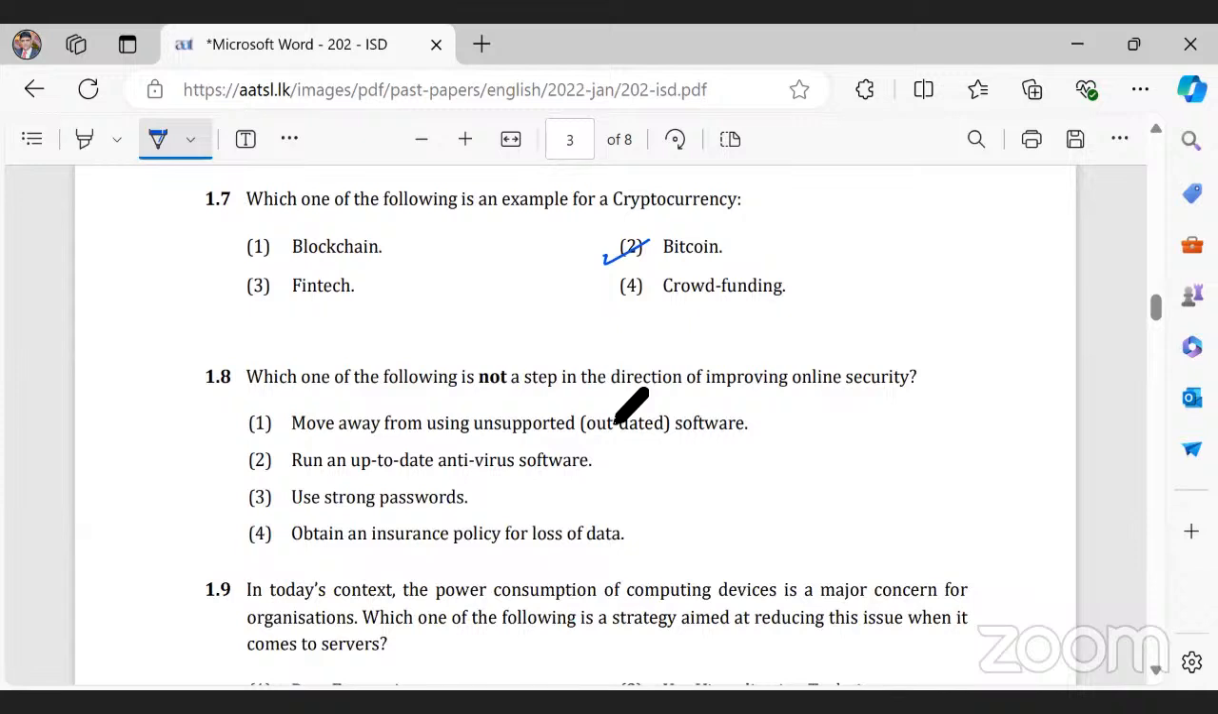Which one of the following is not a step in the direction of improving online security? We discussed that, no? Move away from using unsupported software. Run an up-to-date antivirus guard, true. Use strong passwords. Obtain an insurance policy, this is wrong.